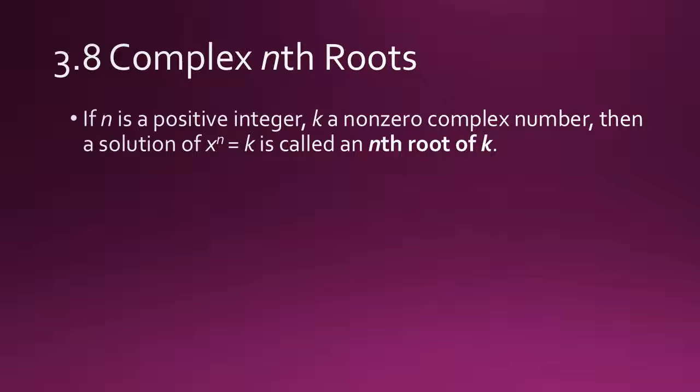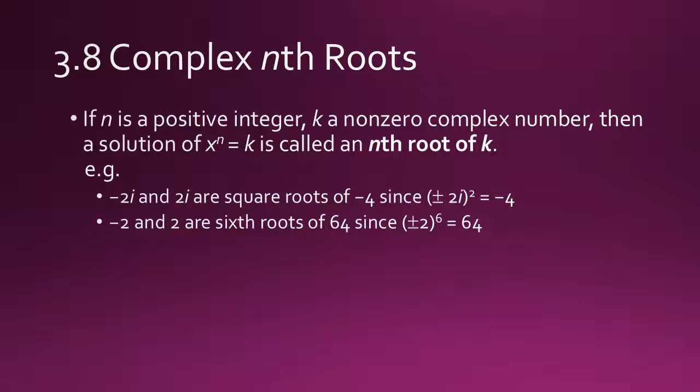Now, if n is a positive integer, k a non-zero complex number, then a solution of x to the n equals k is called an nth root of k. For example, negative 2i and 2i are square roots of negative 4 because when you square both of those, you get negative 4. Negative 2 and positive 2 are sixth roots of 64 because when you raise them to the sixth power, you get 64.